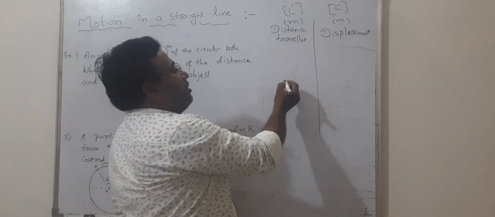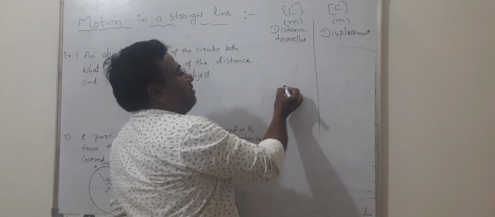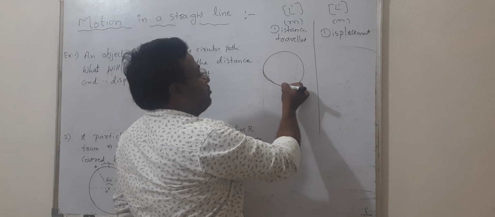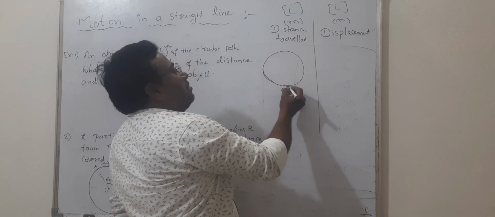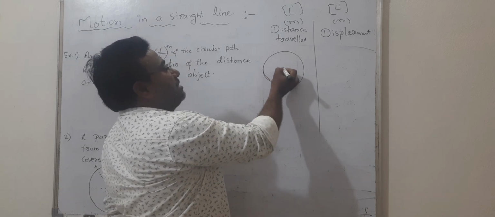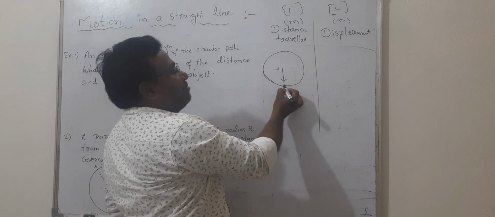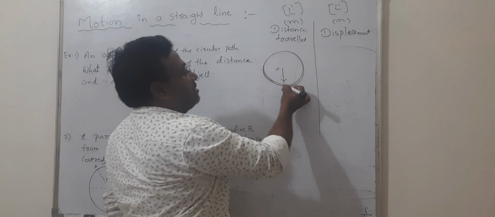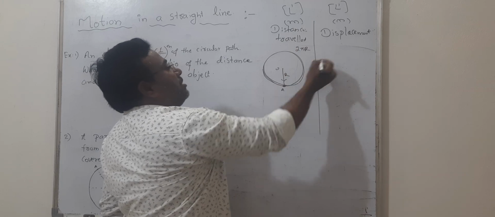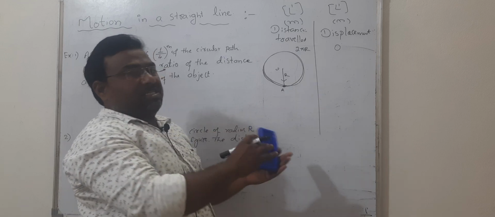So if a body, for example like this is a body A, which is traveling from here along the circular path and comes to the same point, then what is the distance traveled and what is the displacement? That you have to say. This is the center of the circle and this is the radius. When a body covers one circular path like this, distance traveled is 2 pi r, r is its radius, but displacement is 0, because displacement depends on initial and final point.